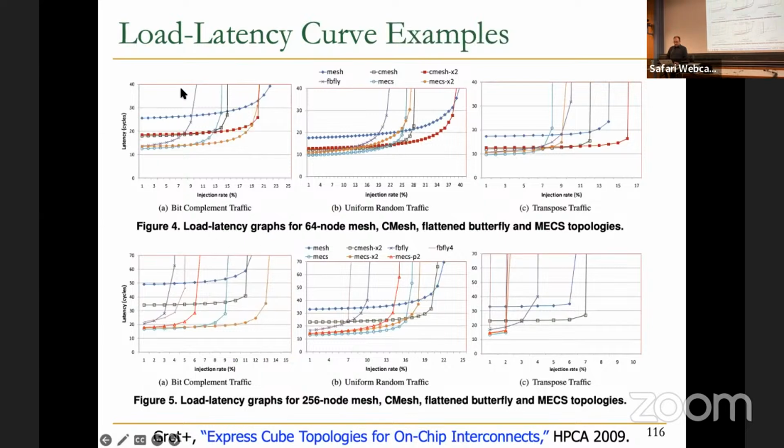So here are some examples of load latency curves with different traffic patterns. These are synthetic traffic patterns that people come up with, and they use these different synthetic patterns to somehow model the actual traffic patterns that we have in real life. But some of them are also quite theoretical, so they might not be that meaningful in real examples.